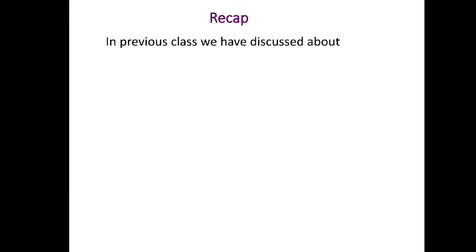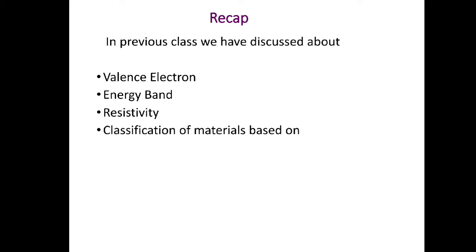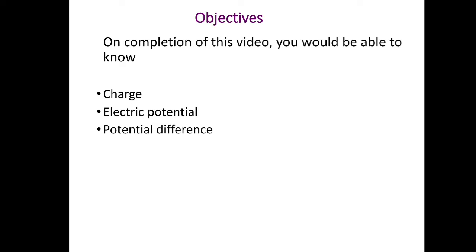In the earlier lecture, we have seen what is a valence electron, what is an energy band, and what is resistivity of a material, and the classification of materials based on the valence electrons, energy band, and resistivity. In this video, you will be able to know what is a charge, what is electric potential, what is a potential difference, what is electromotive force, and voltage and current.